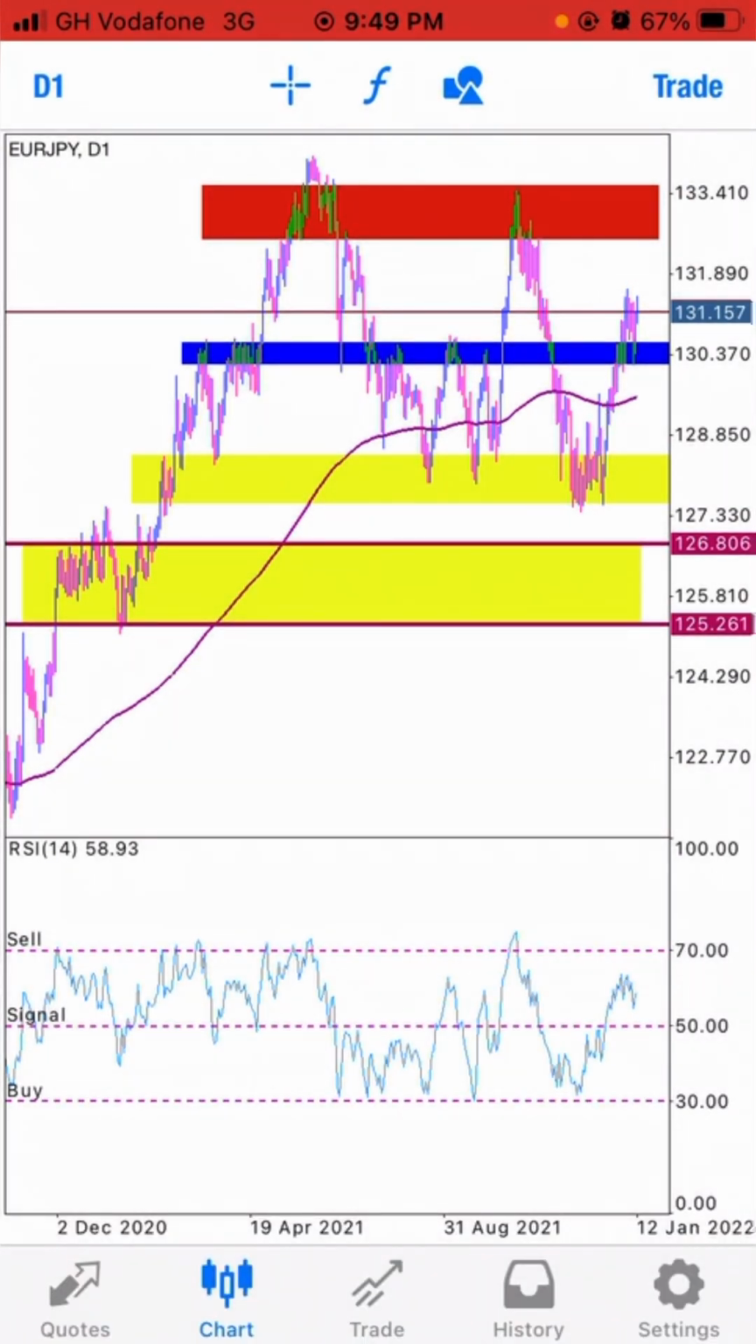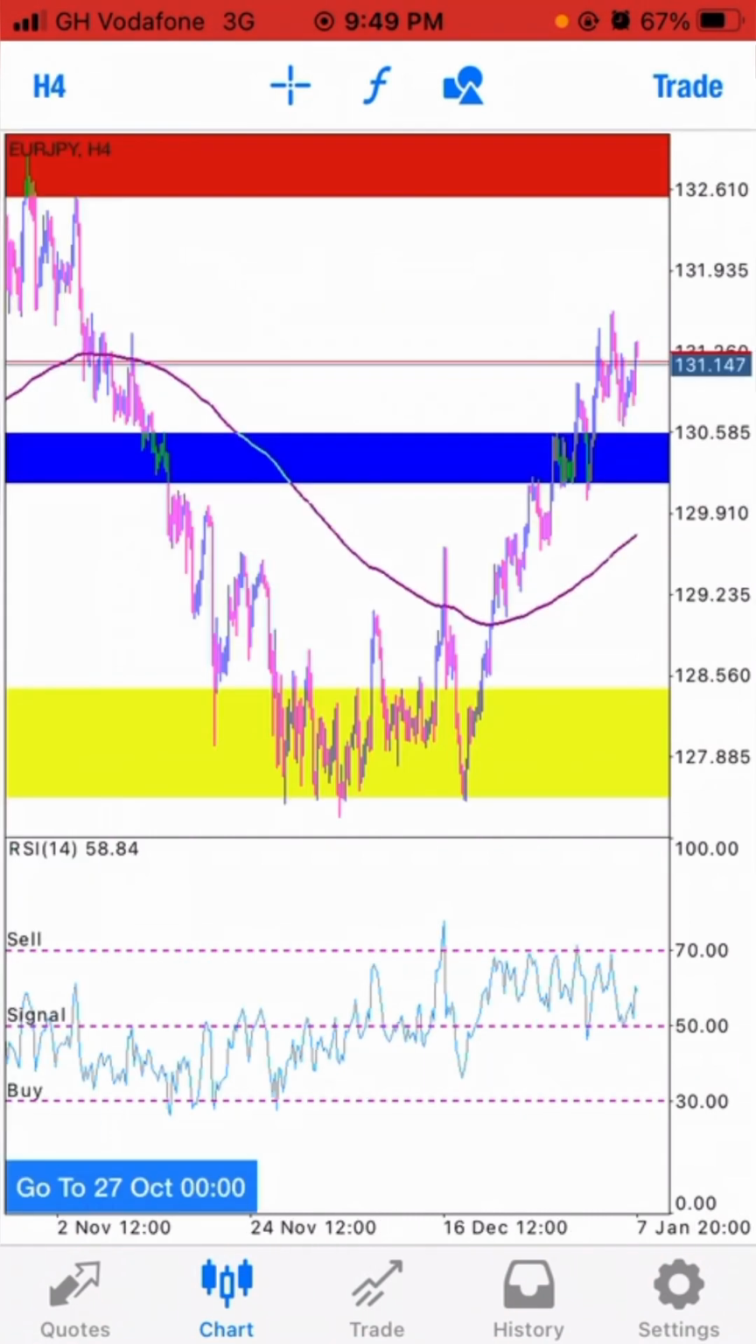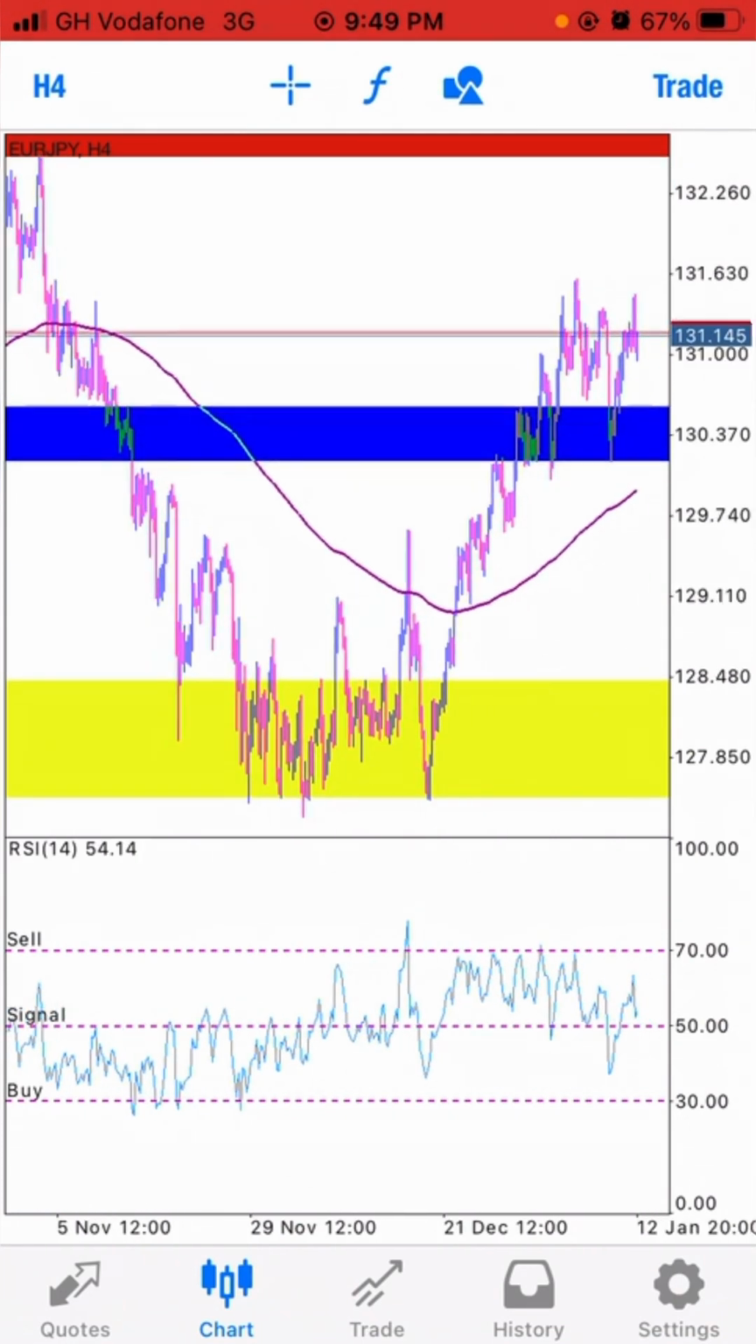Okay, so after doing the daily like this, you can switch from the daily to 4 hour, and you will get this one also clear. You understand? So at this point, I'm not interested in buying nor selling until price gets here. You understand? Until price gets there, this zone. Until price gets here, I'll put a sell limit there.